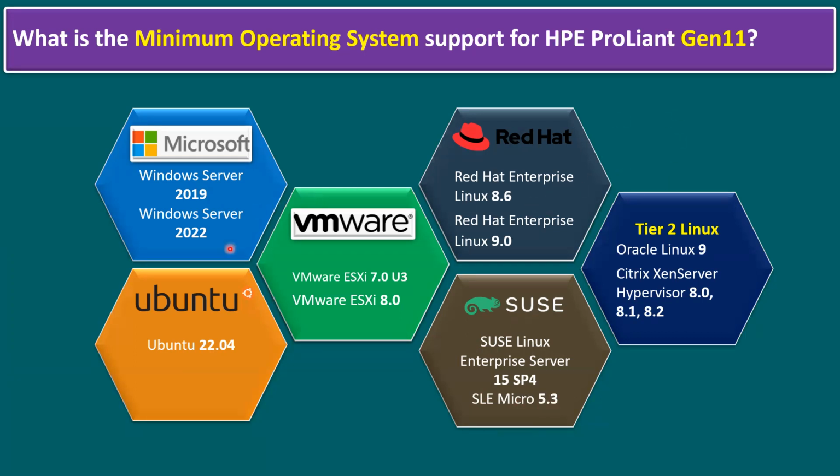And not only the most reputed models, even tier 2 Linux like Oracle Linux 9 and Citrix XenServer hypervisor, starting with 8.0, 8.1, 8.2, are the minimum guest OS, minimum operating system support. In addition, if you want to install community enterprise Linuxes like CentOS, Rocky Linux, ClearOS, SAP Linux, and Wind River Linux, these are also supported on HPE ProLiant Gen 11 models.